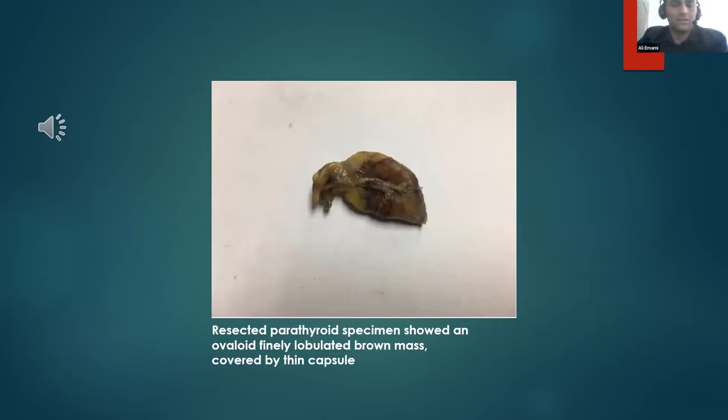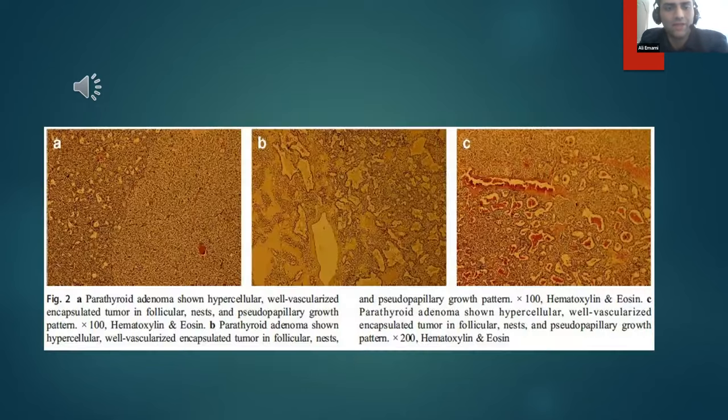In this picture, you can see the macroscopic parathyroid specimen. And these three pictures reveal the histopathologic findings in our case. You can see the hypercellular, well vascularized, encapsulated tumor in follicular nest and pseudopapillary growth pattern. In this picture, you can see well vascularized and pseudopapillary growth too.